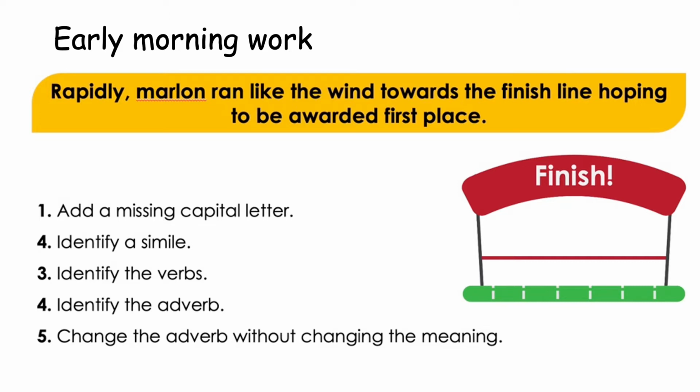Number 3, identify the verbs. Remember, the verbs are action words. Number 4, identify the adverb. Remember, an adverb tells you how you are doing something. And then number 5, change the adverb without changing the meaning of the word or the sentence. Okay, so you need to think of a synonym. So pause the video now whilst you do those 5 questions.